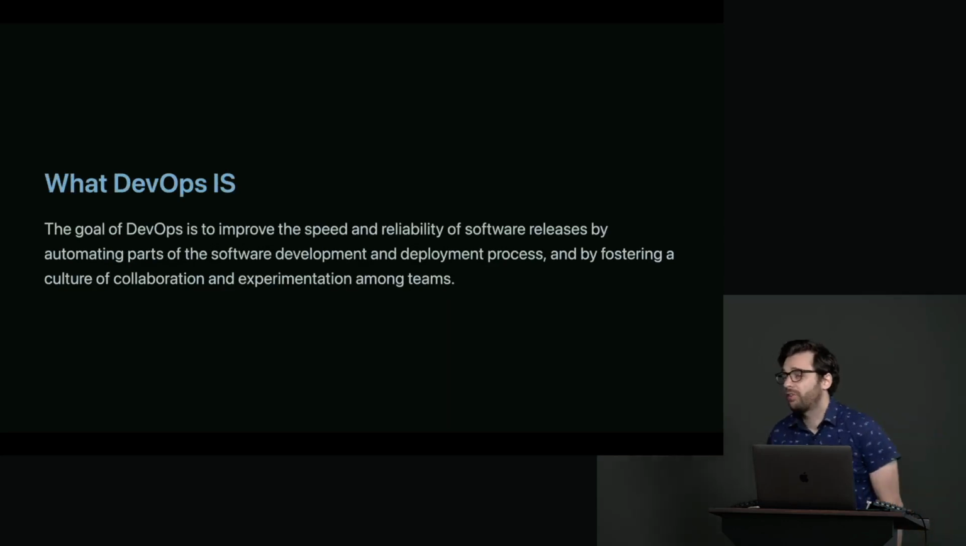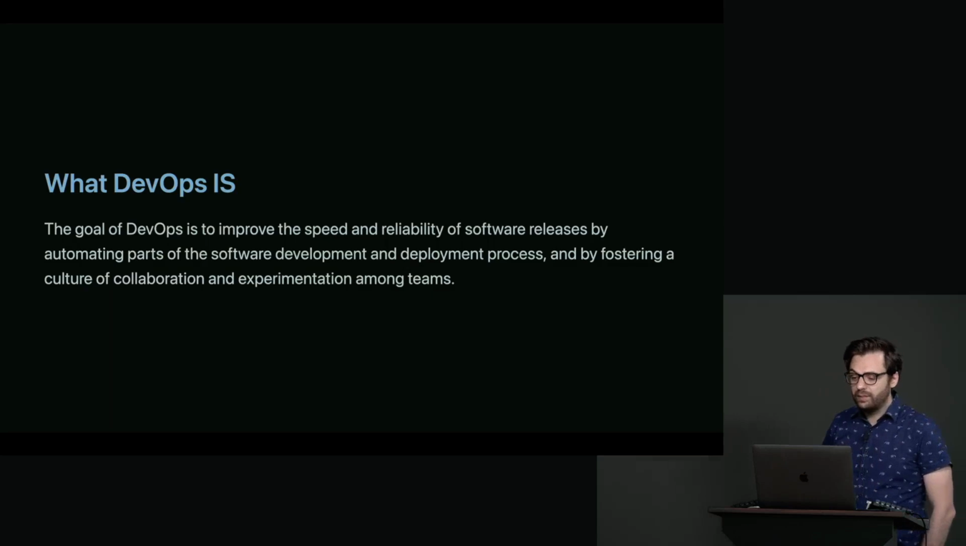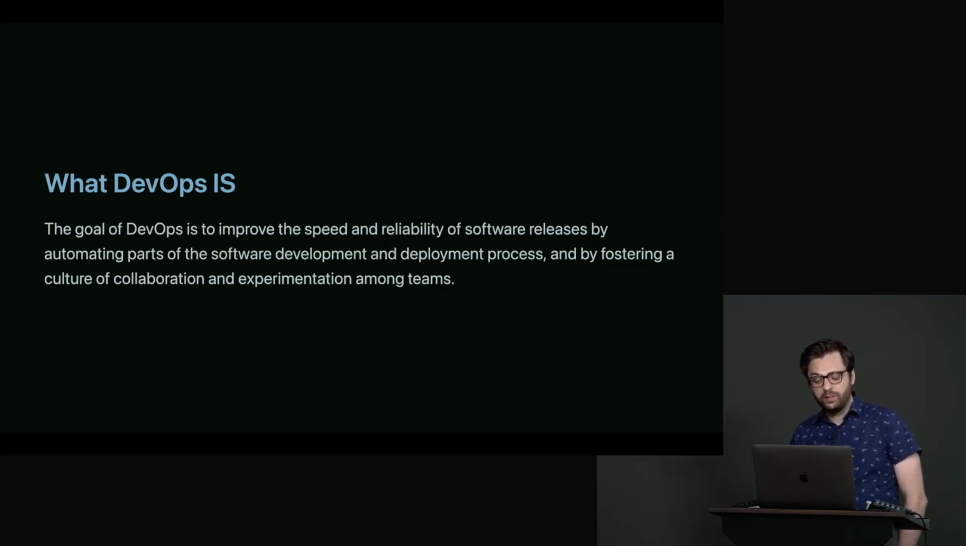So if we start from scratch and we take the definition that we had before, what is DevOps for us? The goal of it really is to improve the speed and reliability of software releases by automating parts of the software development and deployment process, and by fostering a culture of collaboration and experimentation among teams.